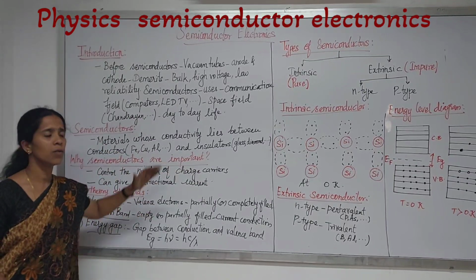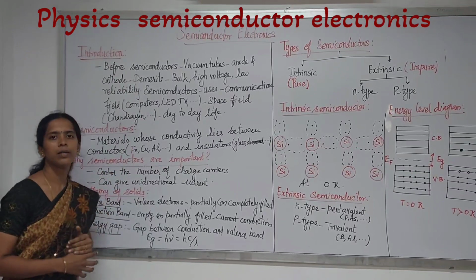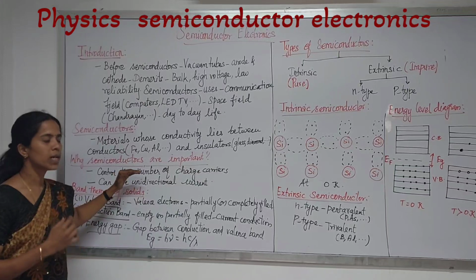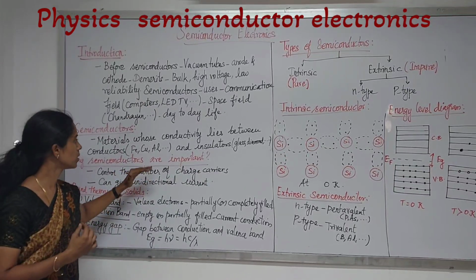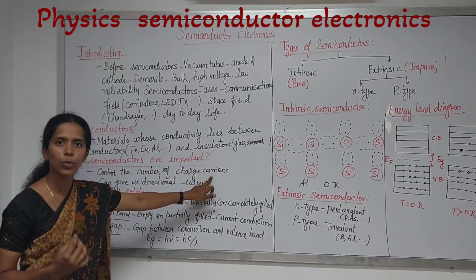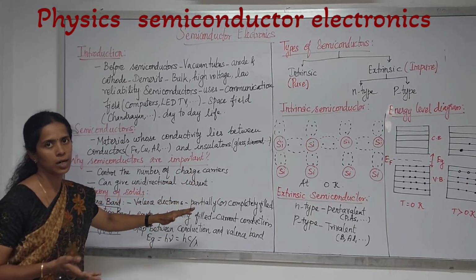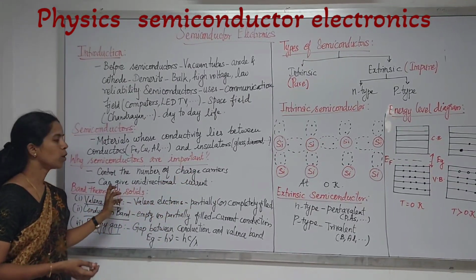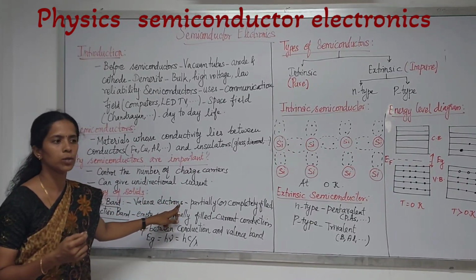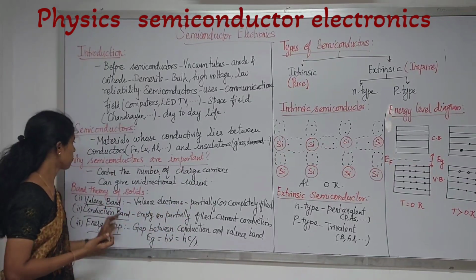We already discussed the uses of semiconductors. Why are semiconductors so important? Why do we give preference to semiconductors? In semiconductors, we can control the number of charge carriers, here the electrons and holes. Easily we can control the movement of electrons and holes. Also, the current can be made unidirectional. There is only one flow; the current can be controlled in only one direction.